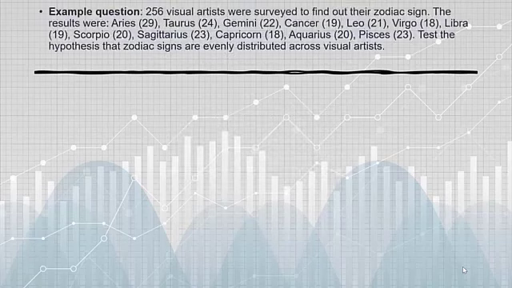Here's the question we want to answer. We have 256 visual artists and they were surveyed to find out their zodiac signs. We're going to assume that those zodiac signs are going to be evenly distributed across the 12 signs. But it's possible more artists are Aquarians or Capricorns than other signs. So we're going to eventually test that hypothesis, but for now we're just going to calculate the test statistic.